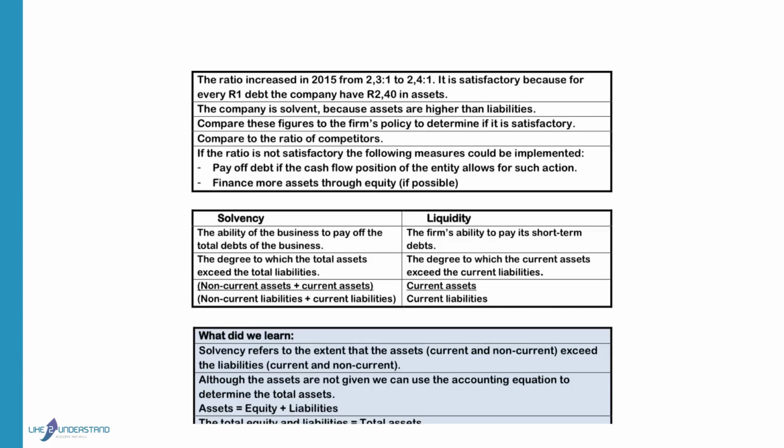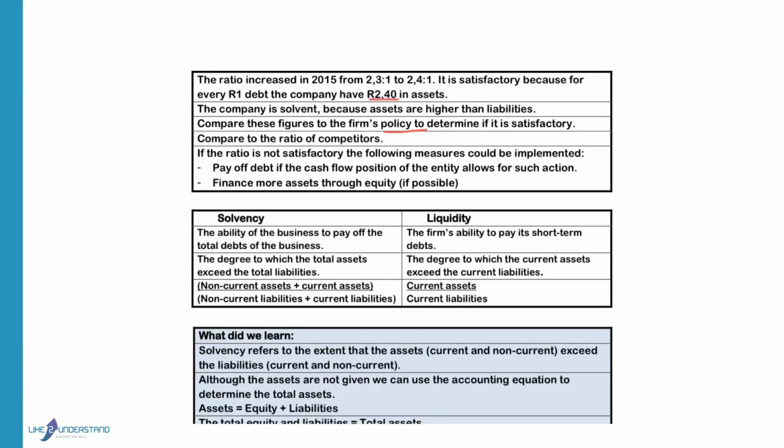Although this ratio is satisfactory because the company has R1 debt for every R2.40 in assets, you should still compare these figures to the policy of the company to see if it's satisfactory, and you must also compare it with the ratio of competitors. If we just look at the ratio, then this company is solvent because the assets are higher than the liabilities. If the ratio was not satisfactory, the following measures could be implemented.